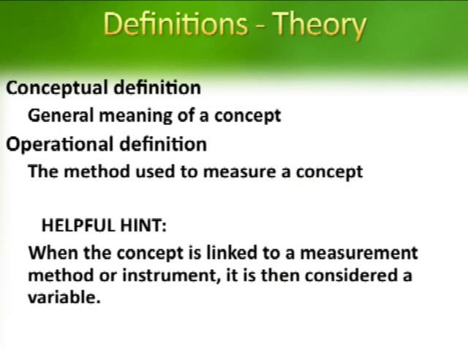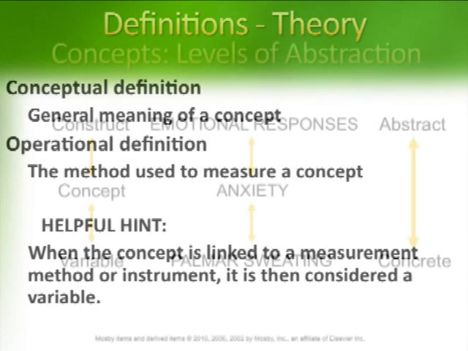Conceptual definitions generally talk about the general meaning of a concept, such as missed nursing care, and operational definitions are the method used to measure the concept, so that missed nursing care, in this instance, may be 8 hours of time that the nurse is away from the unit being sick. When the concept is linked to a measurement method or instrument, it is then considered a variable. And remember, we talked about those, about the brown shoes.